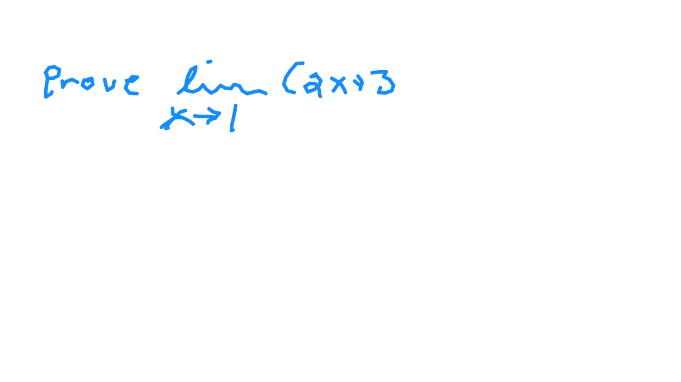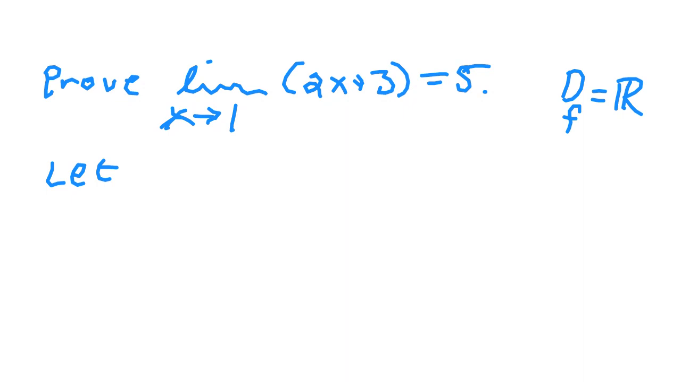We're trying to prove that the limit as x approaches 1 of 2x plus 3 exists and equals 5. Okay, first of all, for the proof, we'll get into this a little bit more in section 1.5. This has to be defined everywhere on some open interval containing x equals a. Well, the domain of f is all real numbers, so it's actually defined everywhere. So we're fine in this case. But anyway, we're going to let epsilon be greater than 0, and here we do the let set.